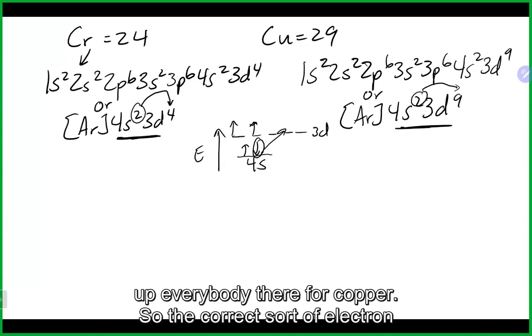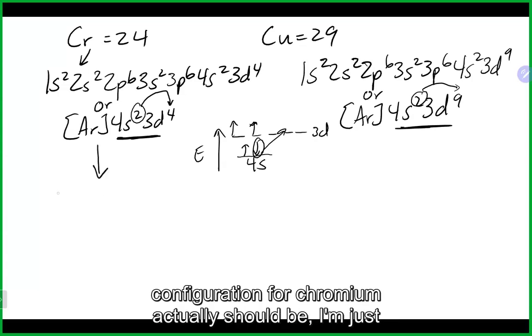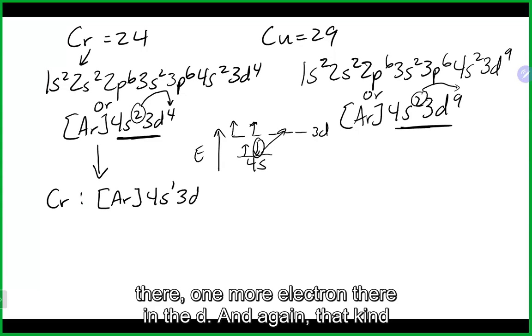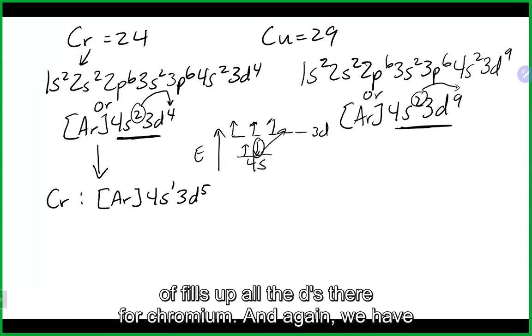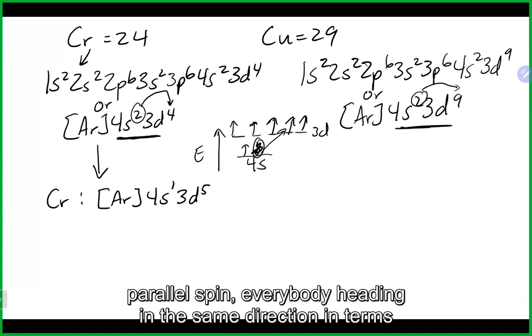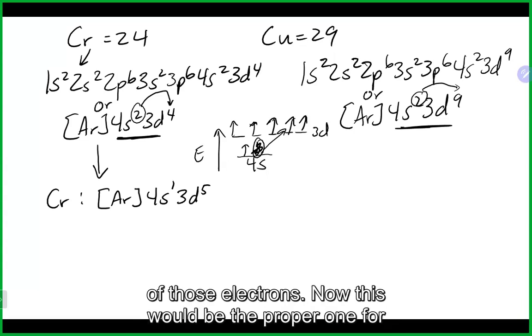So the correct electron configuration for chromium actually should be, I'm just going to do the shorthand: argon, 4s1, 1 less electron there, 1 more electron there in the D. And again, that fills up all the D's there for chromium. And again, we have this guy gone. So that's what's referred to as parallel spin, everybody heading in the same direction in terms of those electrons.